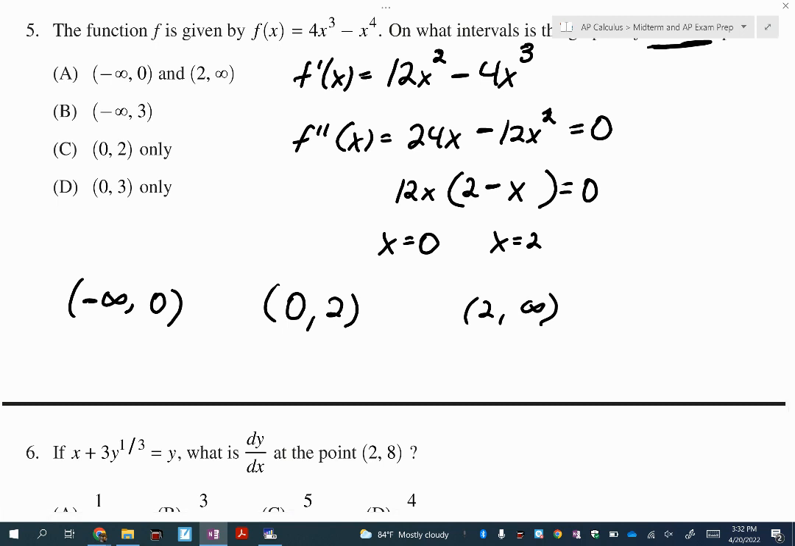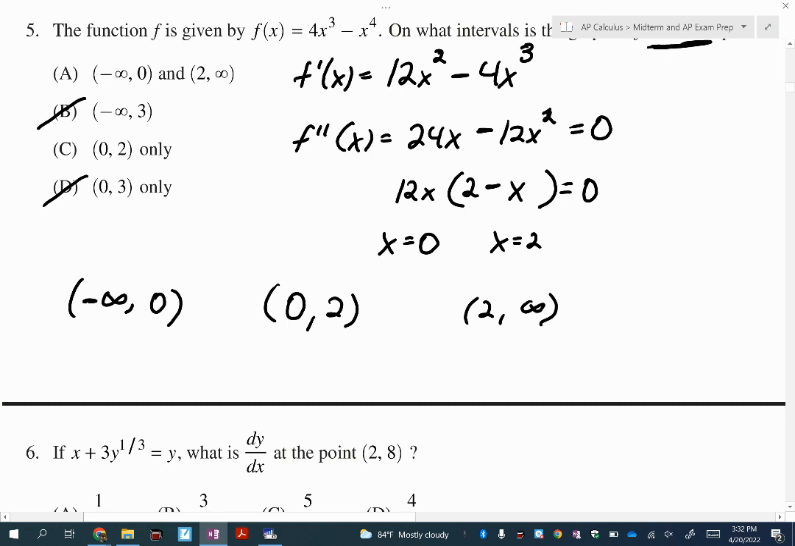Right, so immediately, one thing I notice is if you look at answer choices B and D, they don't even have these intervals I just said. See how they have negative infinity to 3 and 0 to 3? So they got to go. So it can't be those.